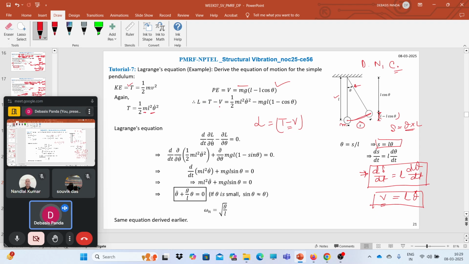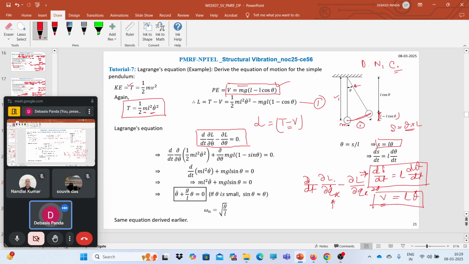So what does that Lagrangian look like? T we have already calculated, half m L square theta dot square, and V we have also calculated. Just use these two in your equation to get the Lagrangian. So the Lagrangian looks like this, say equation number 1. Now we can easily use the Lagrange equation, which says d dt of del L by del qk dot minus del L by del qk is equal to 0.